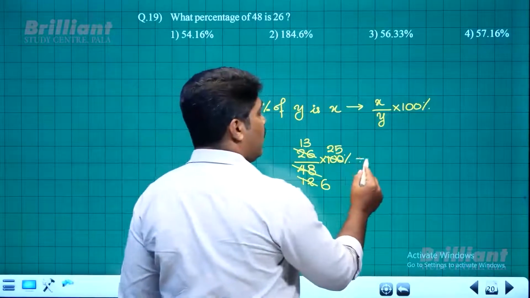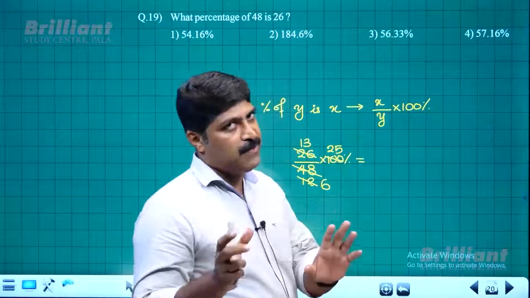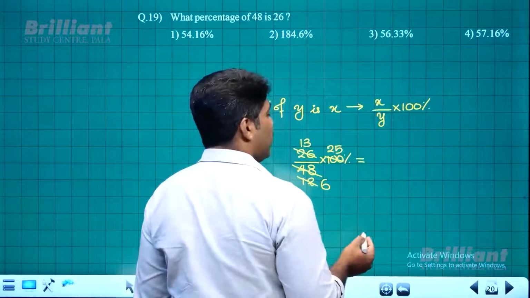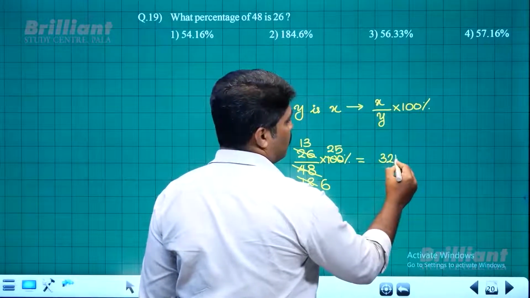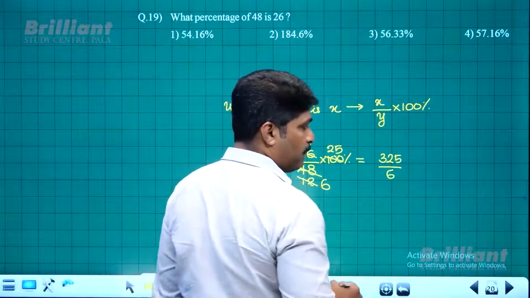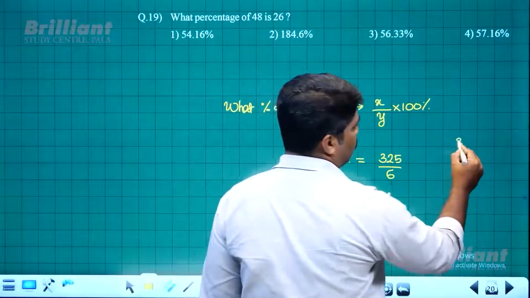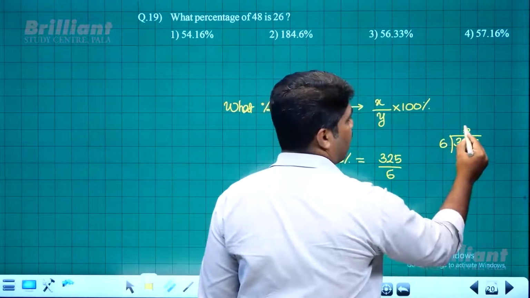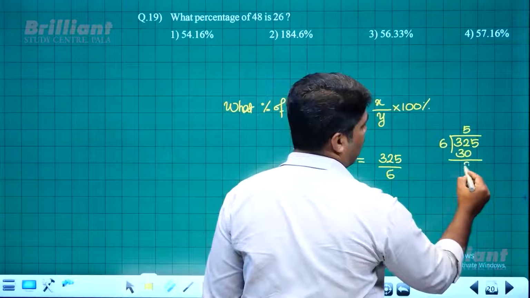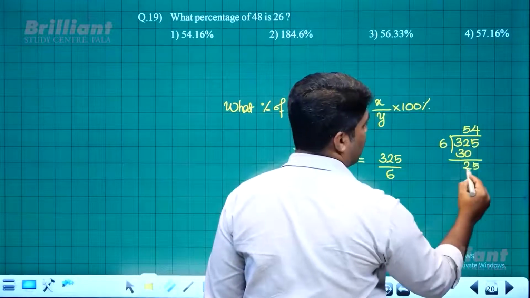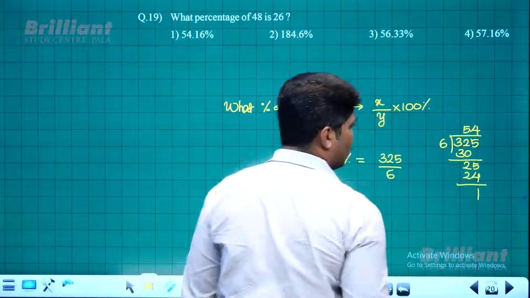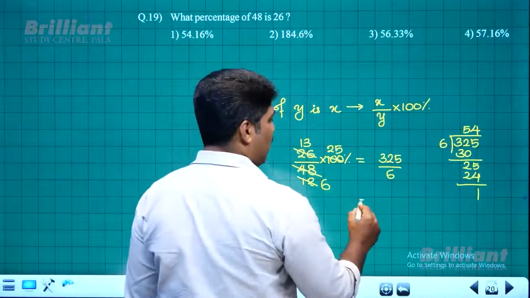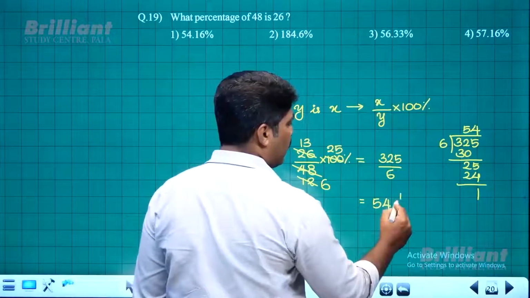So what is 13 into 25? As we know that 4 times 25 is equal to 100. Then 12 times, that is 300. So 13 times, that means 325. So this is 325 divided by 6. That's the usual division you have to do. This is 325 by 6. So here 5 times 6, that is 30. Then 25 is there 4 times, that is 24. So remaining 1 is there. So that is 54 and 1 by 6.